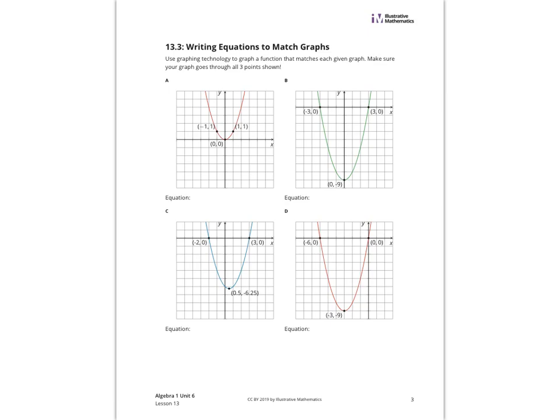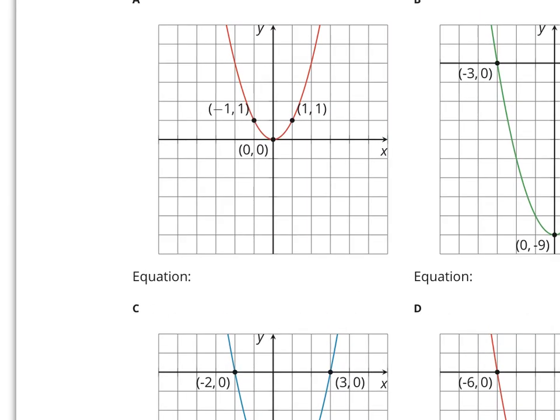Okay, so for graph A, we notice that both the x and y-intercept are (0, 0). There's no shifting going on. It's opening up, so therefore my equation is going to be y equals x squared.